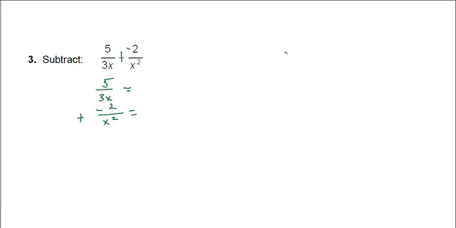So we have 3x and we have 1x squared. So when we compare the coefficients 3 and 1, we know that the least common multiple of 3 and 1 is 3. Anytime we're finding the LCM and we're dealing with variables, we always choose the one with the highest exponent, which in this case would be 2. So our LCM, or our common denominator, would be 3x squared.